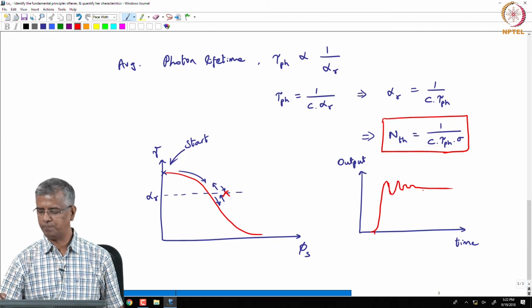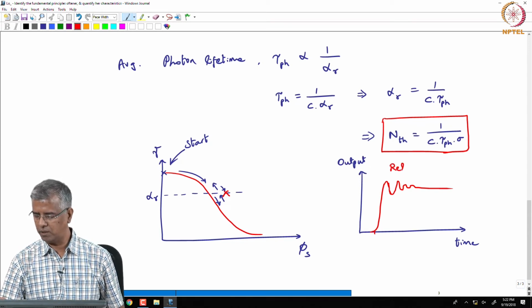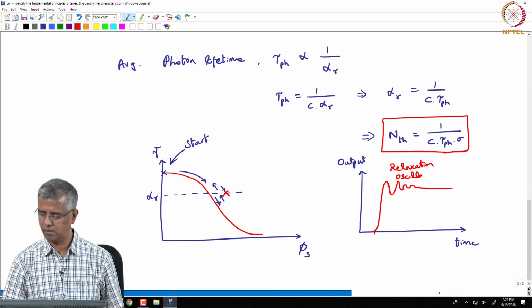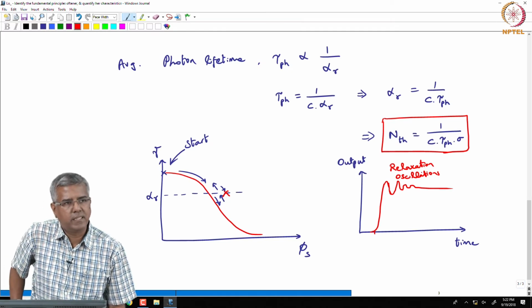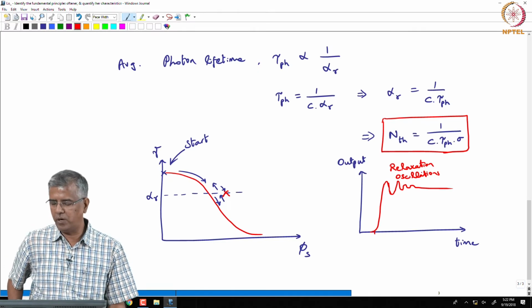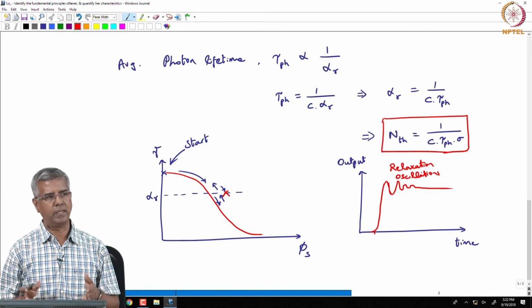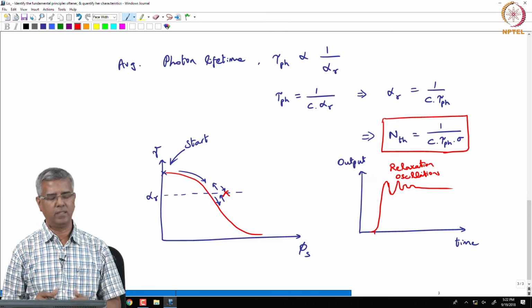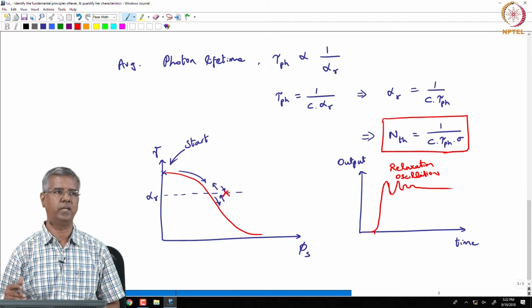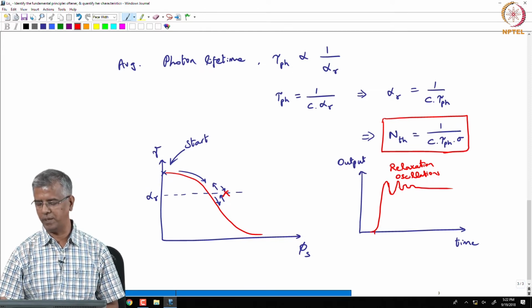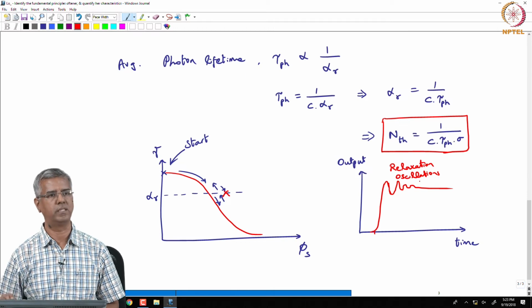Okay. So these sort of oscillations are what you call relaxation oscillations, right. So you have relaxation oscillations corresponding to this gain saturation that you are having, and gain saturation, and then gain recovery, saturation, recovery. That is what is happening, and that's what is causing those oscillations.